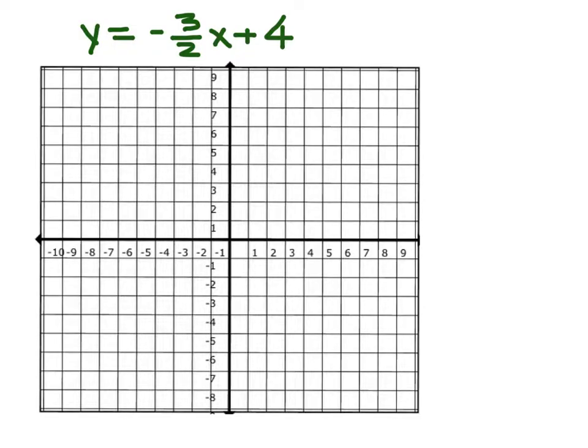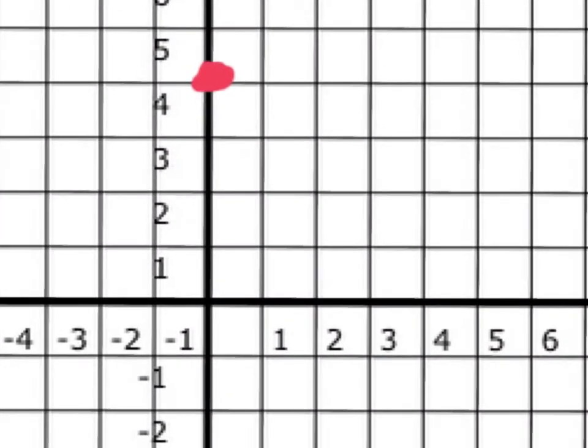Y equals -3/2 x plus 4. Where do I go first? 4 where? On which axis? Yeah, the y. This is x, and this is y. So we go to 4 on the y-axis and make a dot. What do I do now? I go down 3 and then to the right 2. So here it is, down 3 and then to the right 2, make a dot.